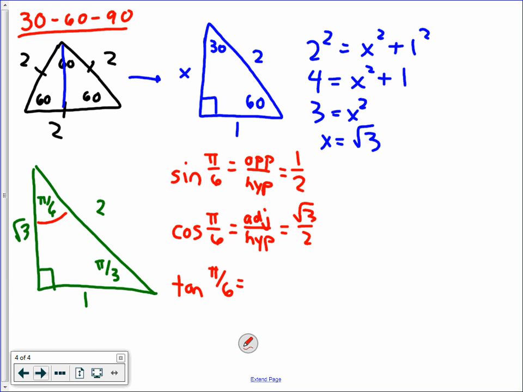Tan is going to be opposite over adjacent. Does it matter if you do pi over 6 or pi over 3? Yes, it does, because they're different. If you choose pi over 3, this is going to be your opposite side, versus pi over 6, that's your opposite side. So it's going to be slightly different numbers based on what angle you use.